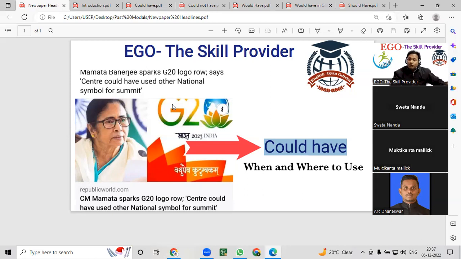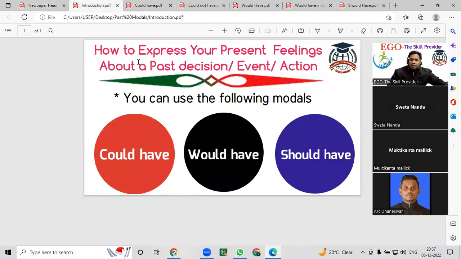Could have is called a past modal. What do you mean by past modal? It is used for a past action. Could can be used in two ways: one is for making a request, and the other for past ability. But could have is used for a past action, not for a present action. When and where you can use it, let's discuss that. So this is the introduction: how to express your present feelings about a past decision, event, or action. That's very, very important. Just note it down.